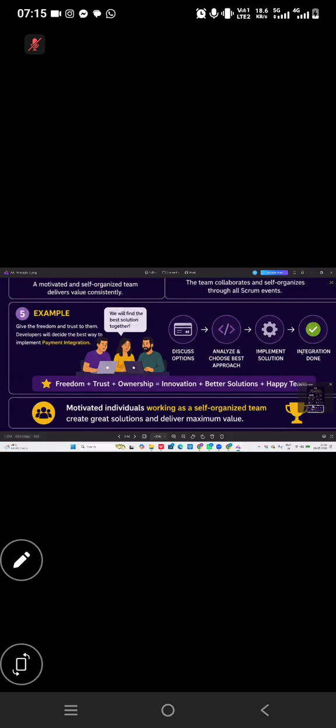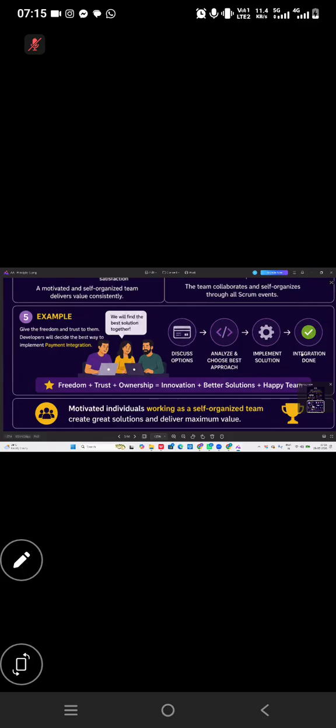You are the Scrum Master. You are going to empower your team members to follow the process. You are going to empower the teams towards self-organization. This is the one.